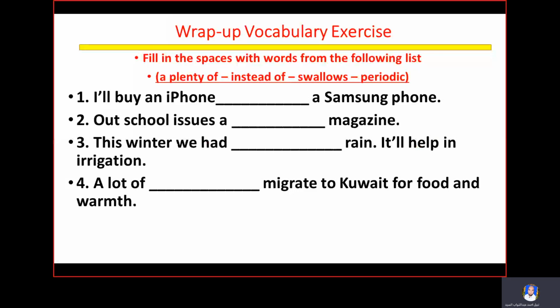Number one, I'll buy an iPhone instead of a Samsung phone. Yes, instead of. Very good. Two, our school issues a magazine. What kind of magazine? Periodic. Frequent. Yes, very good.